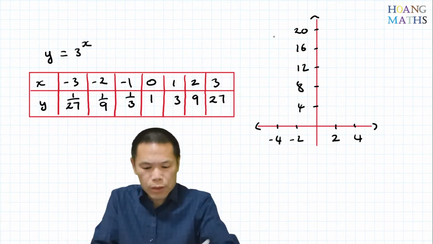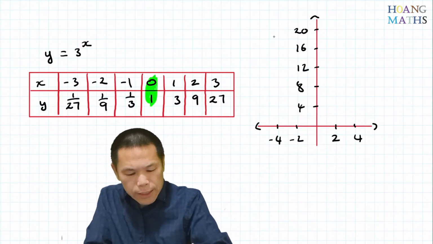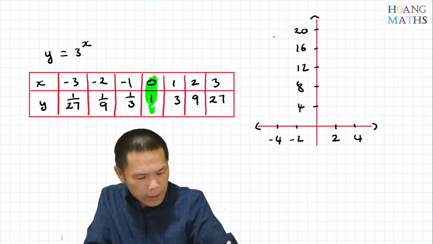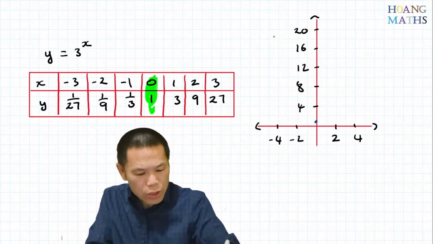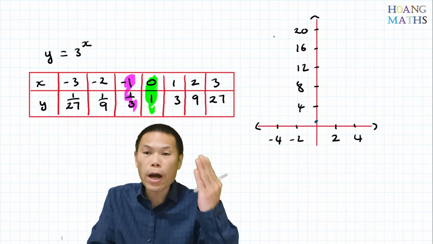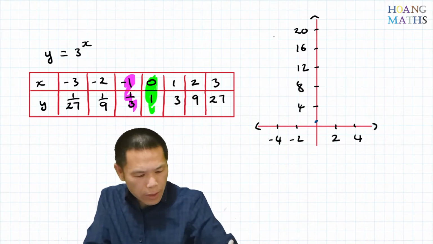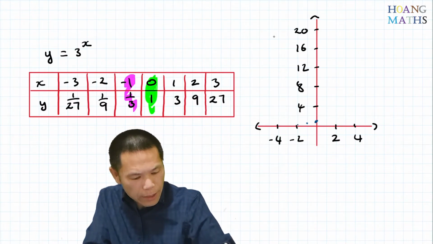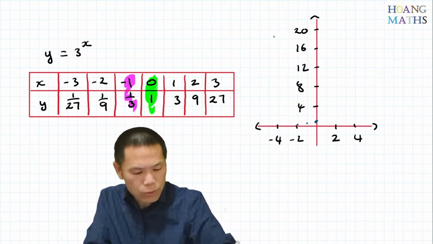Let's start from 0 first, it's easier. So x is 0, y is equal to 1. So (0, 1) is here roughly. It's just a rough sketch. Then when x is equal to -1, y is 1/3, so 1/3 of that, just roughly. And when x is -2, y is 1/9. That will do because it's otherwise too hard to draw.